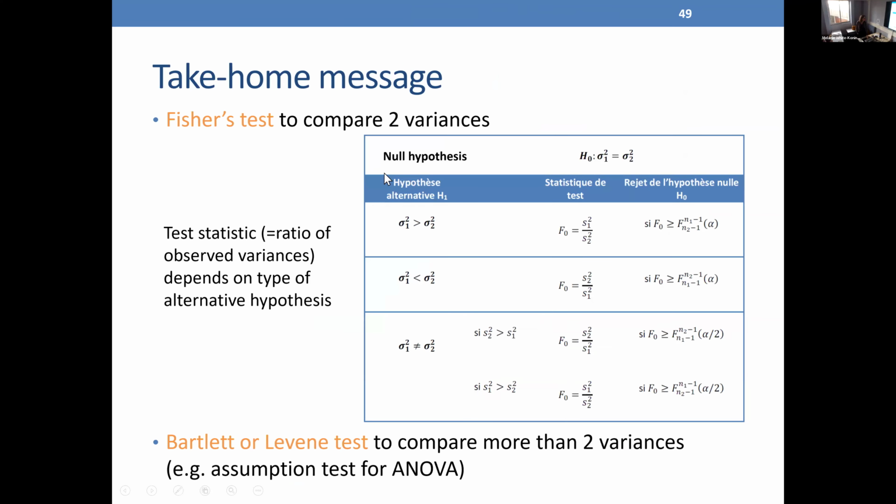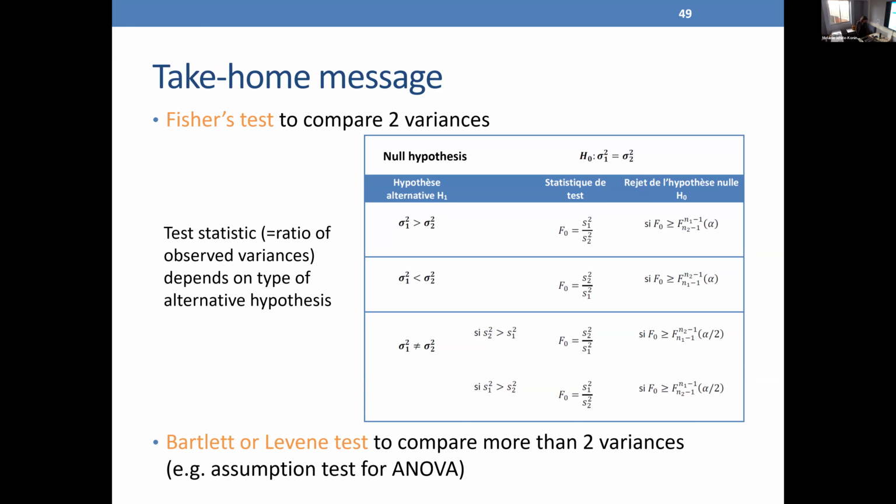So just remember how to compare two variances using the Fisher's test, looking at the ratio, and the Bartlett-Levene test is a way to compare more than two variances. We won't go into the detail of the test, but you need to know that it exists and that it's an assumption for an ANOVA.